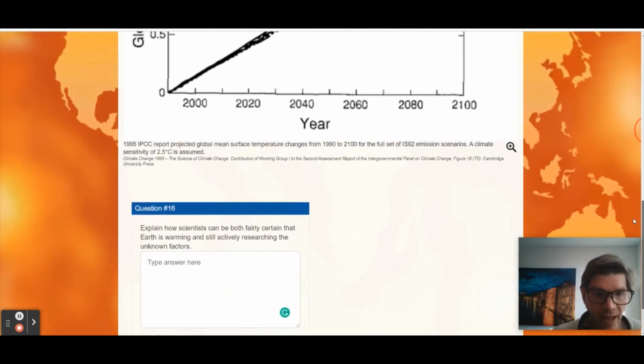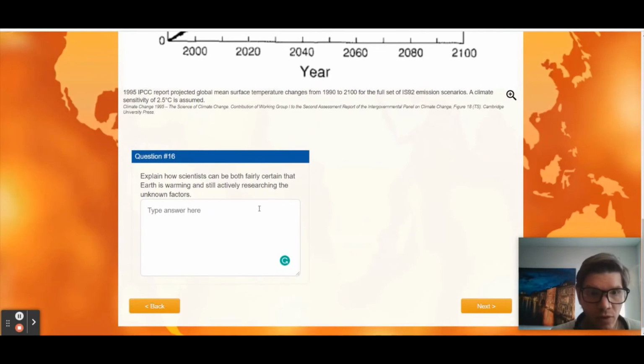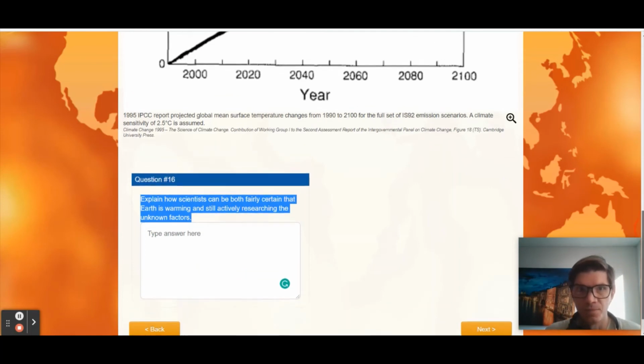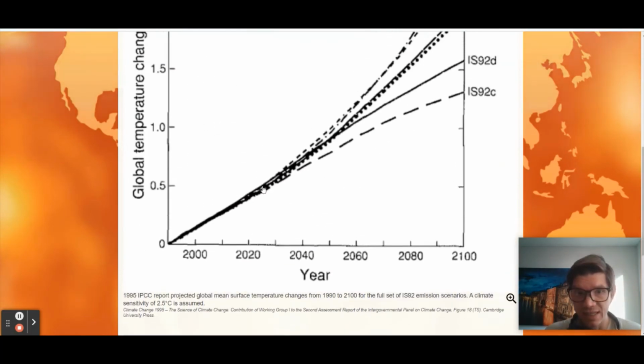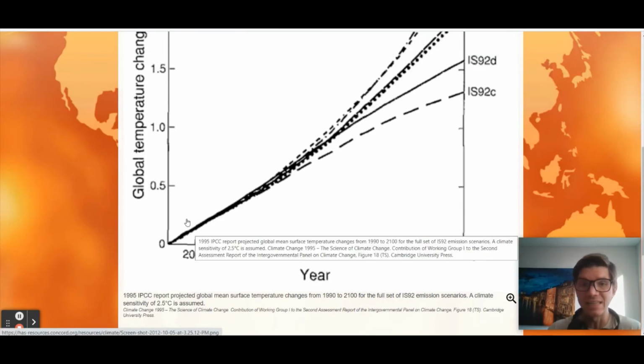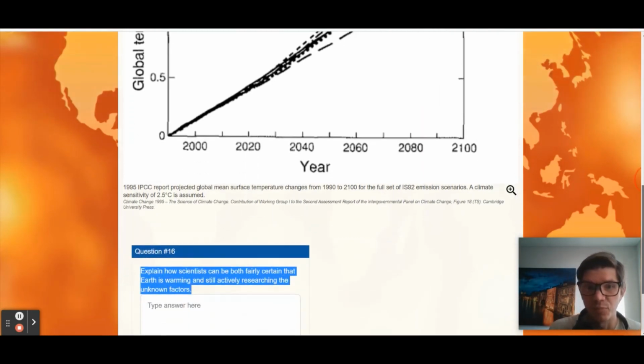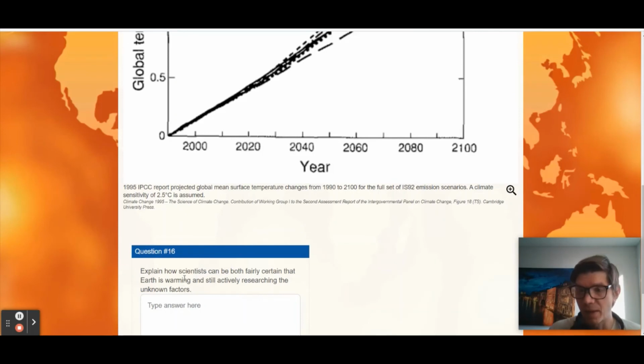So when we're looking at question 16, the last one for this interactive, it asks, explain how scientists can be both fairly certain that the Earth is warming and still actively researching the unknown factors. So in this activity, we did look at that upward trend of increasing global temperatures from especially 1880 to the current year. So that's how scientists can be pretty certain that the Earth is warming, just by looking at the data that we have, comparing that to the ice core samples that show global climate change over the course of hundreds of thousands of years.